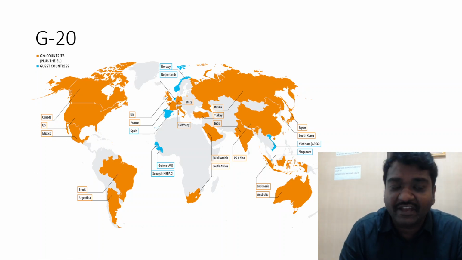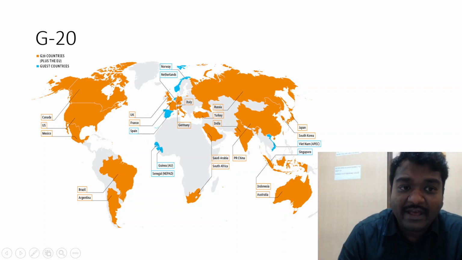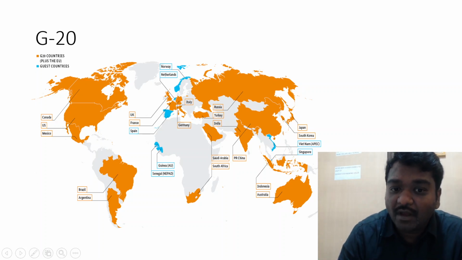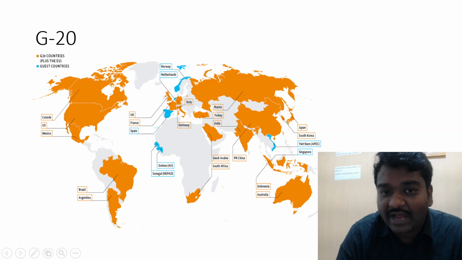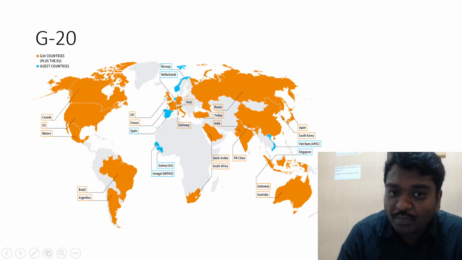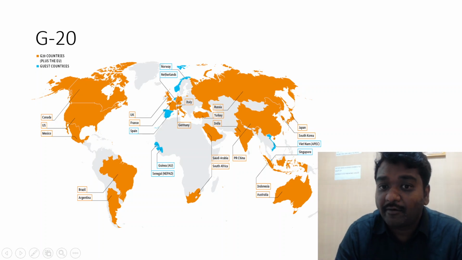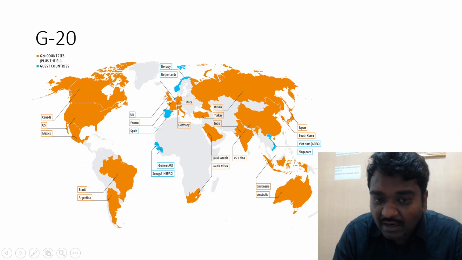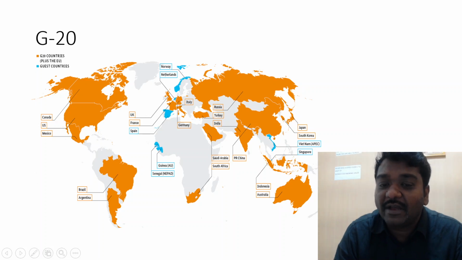I repeat, let's see again. North America, three countries. Canada, US, Mexico. South America, two countries. Brazil, Argentina. Africa, South Africa. Europe, UK, France, Germany, Italy, Russia. West Asia, Turkey and Saudi Arabia. Okay? Turkey and Saudi Arabia.